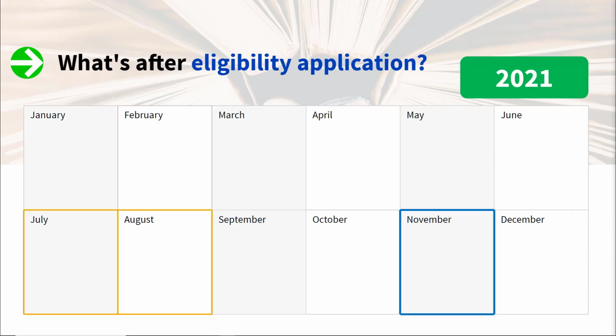Now, what happens after the eligibility application? It's a copy of the timeline that I did in my last video when I explained the timeline, but I want to just reiterate and reinforce the planning of the whole process. So as you can see, it's 2021. In this 2021 year, the eligibility application is opening during this time, July and August.